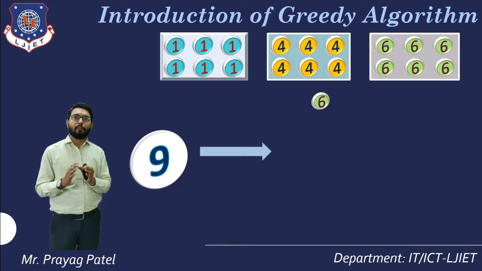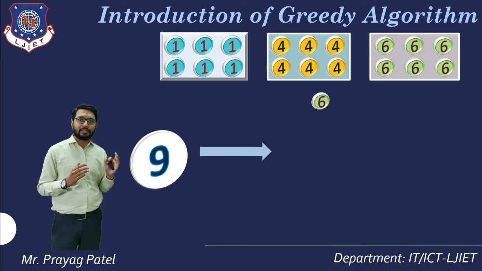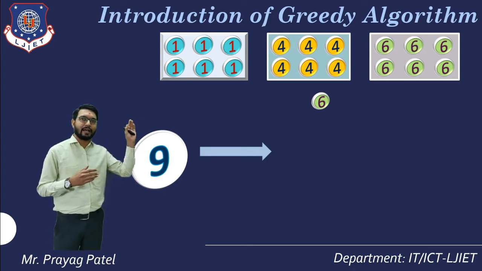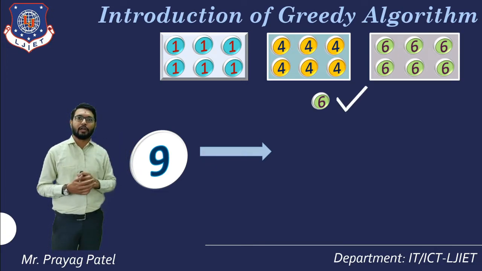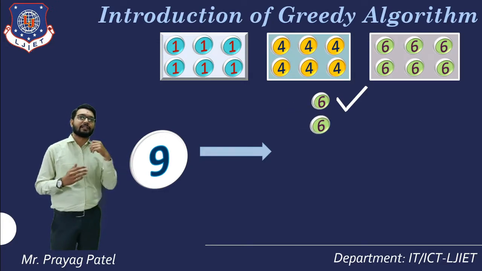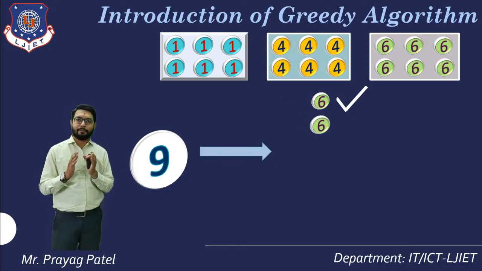So here at the moment you have three coins. Out of these three, the best coin is considered to be the coin of 6. So select the one coin of 6. So here remark that the one coin of 6 is selected. Now for the next step, you want to find the change of 9.